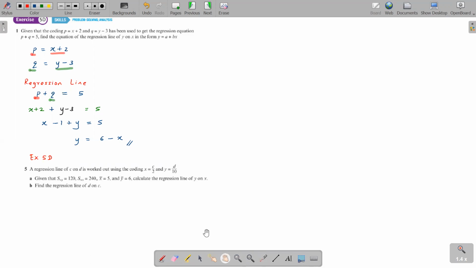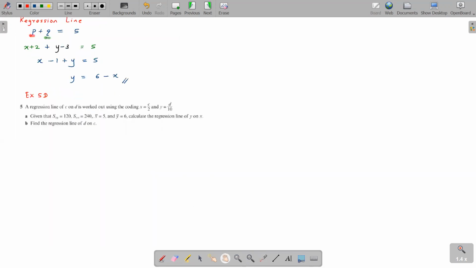Okay, guys. In the same exercise 5D, let's go to question number 5. They say a regression line of C on D is worked out using the coding x equals C over 2 and y equals D over 10. Now be cautious here, guys. In this case, the regression line is of C on D. What you need to understand in this question is that x and y are what we use for the coded data. The original data is C and D.